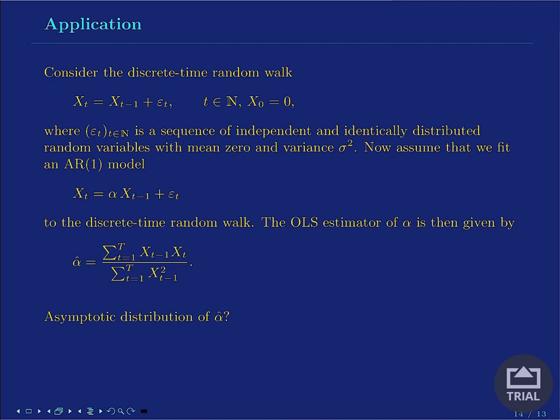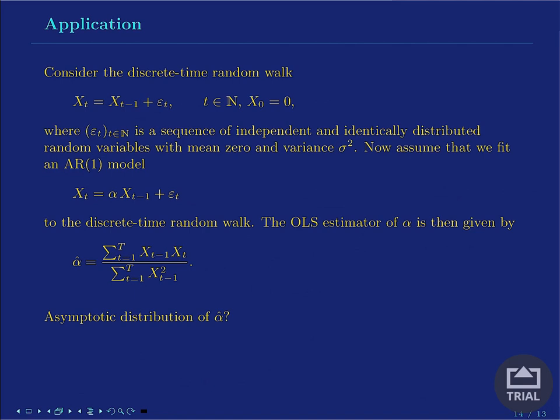So we consider a discrete time random walk given by this formula, so xt equals the value of the process at the previous point in time t-1 plus some noise. So we have what we call a random walk or an autoregressive process degenerated as here the coefficient does not fulfill the stationarity assumption. So further we assume that the innovation process epsilon t is a sequence of independent identically distributed random variables with mean zero and variance sigma square.